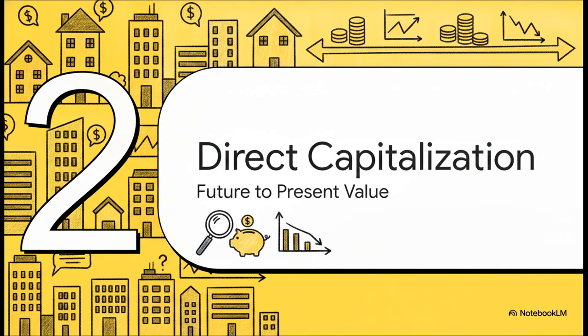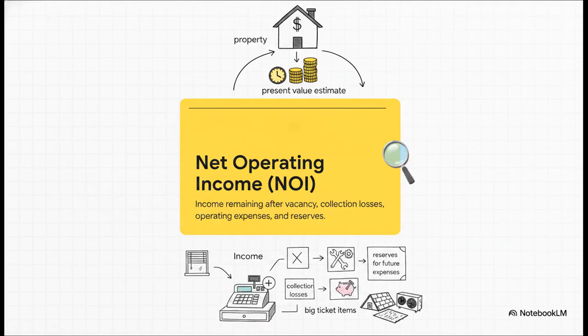Moving to Section 2, the direct capitalization technique, where we turn future income into present value. Direct capitalization is essentially a process that takes projected future income and converts it into a present value estimate. In plain English, it tells an investor what a property is worth today based on the cash it's going to spit out tomorrow.